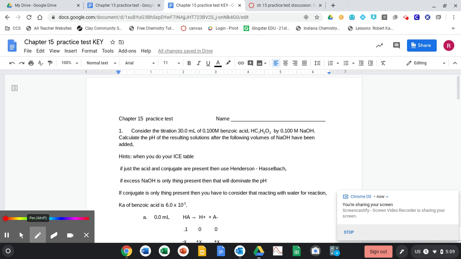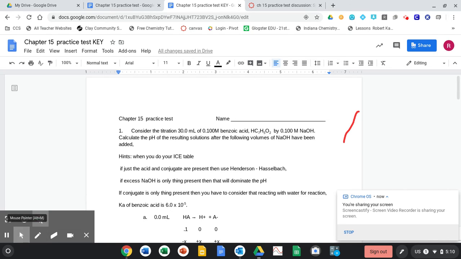So when you do your ICE tables, if it's just the acid and the conjugate, you aren't using the Henderson-Hasselbalch equation. If excess NaOH is the only thing present, then that will dominate the pH. If the conjugate is the only thing present, then you will have to consider that reacting with water for the reaction. And that's what you got going on.